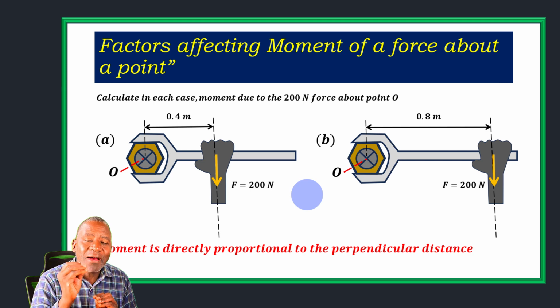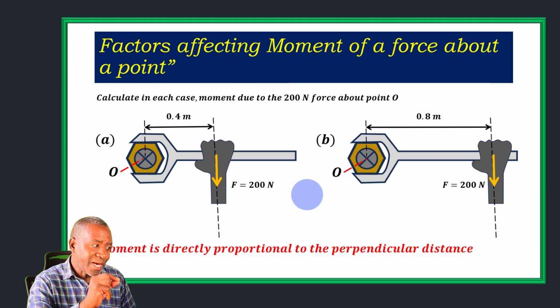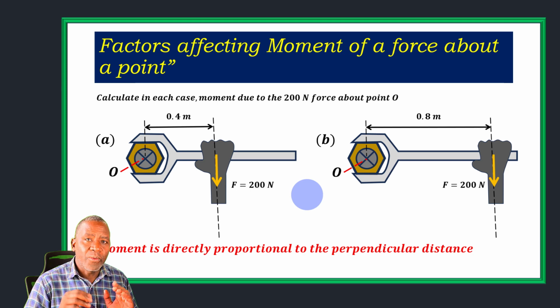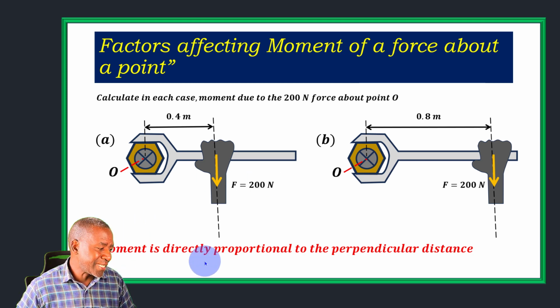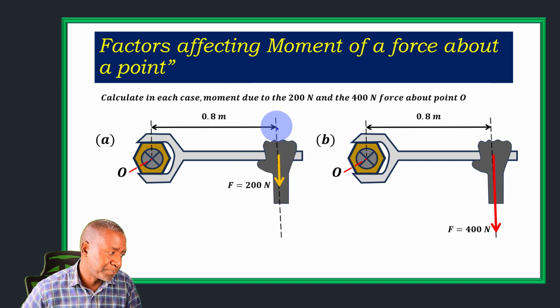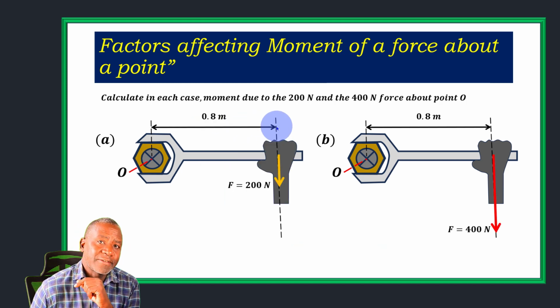How does it affect moment? When that factor is doubled, moment will double also. To describe that situation, we usually use the word direct proportionality, because if the distance is doubled, moment will double. So that is the first factor. Let's look at the next factor.